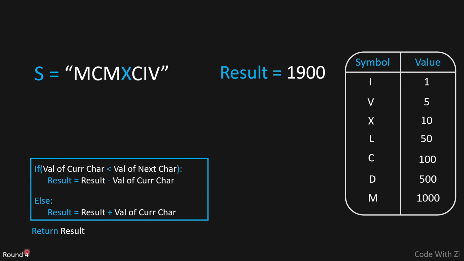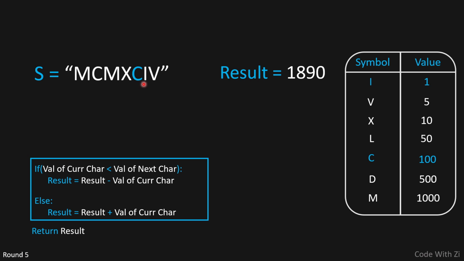We're currently in the fourth round, so let's do our calculations again. The value of our current character is 10, and the value of our next character is 100. Is 10 smaller than 100? It is. So we're gonna get inside this if statement, and we're gonna say result is equal to result minus the current value. So it's gonna be 1890 because we just subtracted 10 from 1900. Then we're gonna move on to our fifth round.